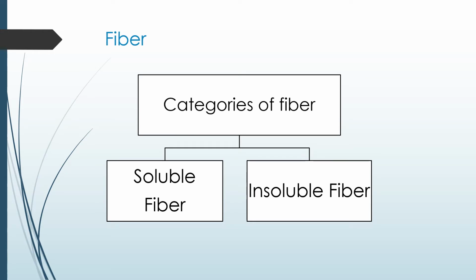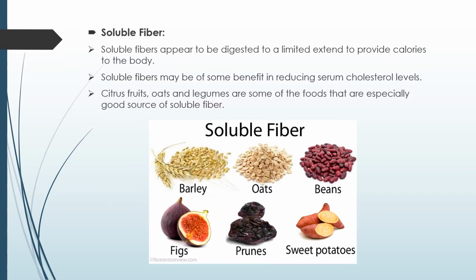The topic is fiber. What are the categories of fiber? Soluble fiber and insoluble fiber. So what are soluble fibers? They appear to be digested to a limited extent to provide calories to the body. And what do they do? They help in reducing serum cholesterol.